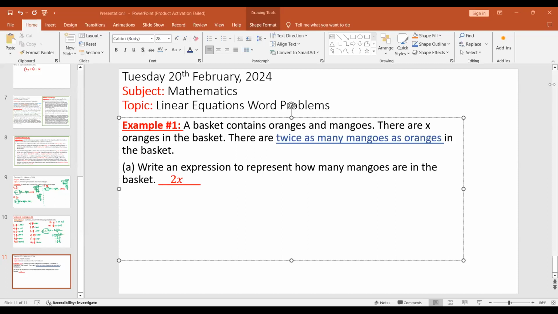What if we said 4 times as many? 4X. 4x, very good. So the expression for mangoes is going to be 2 times x. Okay, good. So let's move on to the next question, Part B.